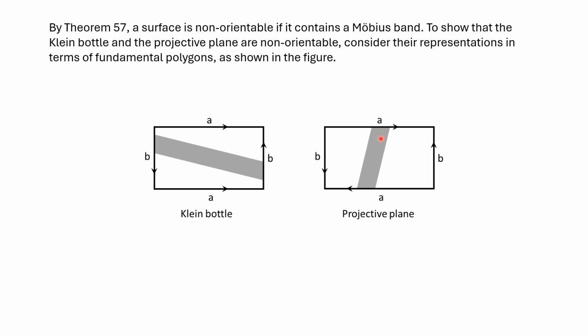And you have the same issue with the projective plane. When you do the half twist and join the two A edges together, again these points lining up exactly with those, then you're introducing a Mobius strip. So the projective plane is also non-orientable.